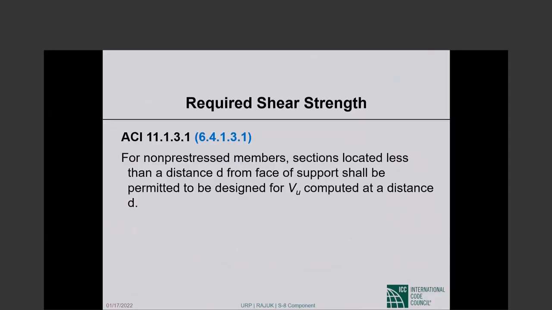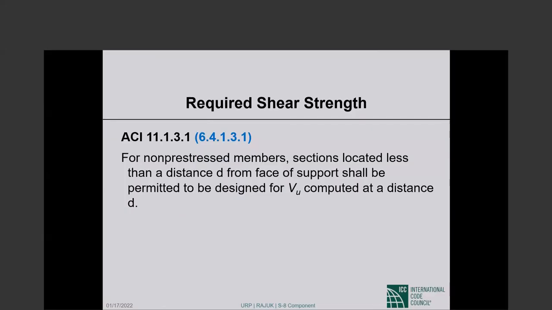Now, from this point onwards, it's ACI 318 and BNBC. As before, ACI 318 section numbers are black, and BNBC 2020 section numbers are in blue. So this is mostly code language, unless I tell you otherwise.